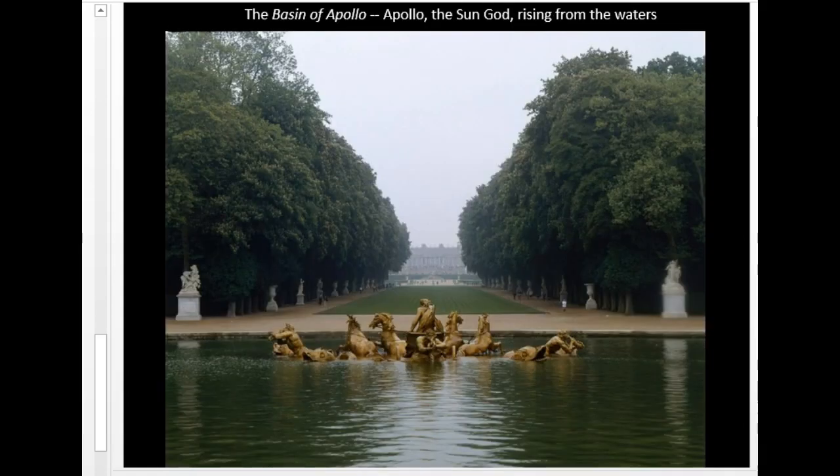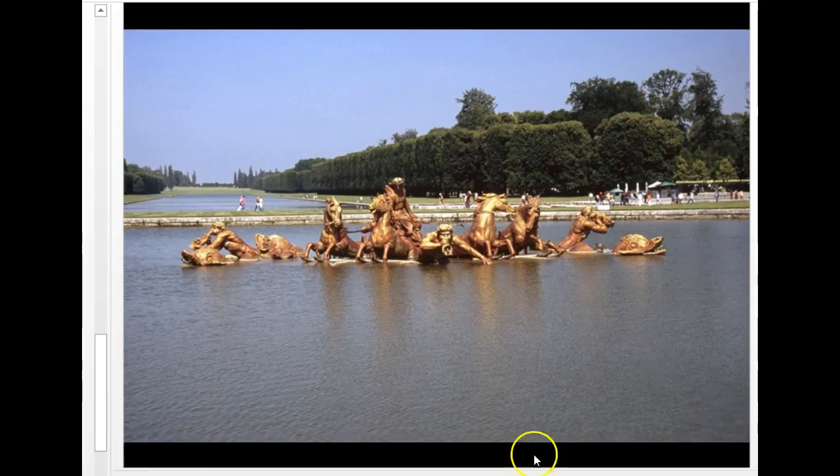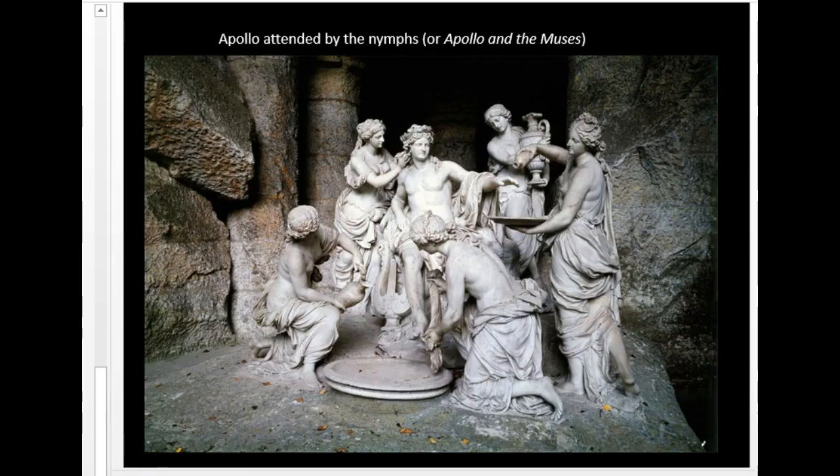Another fountain is the Fountain of Apollo, and here you can see him moving towards the palace, and here another slide where he rises in his chariot to ride through the skies, and another little sculpture group in the garden of Apollo being dressed by the nymphs.